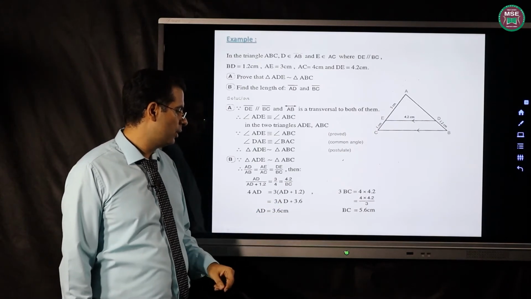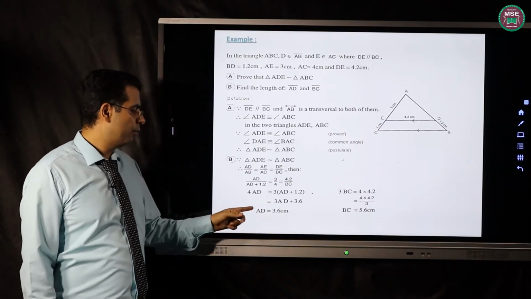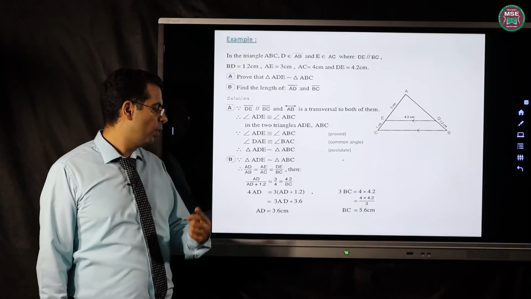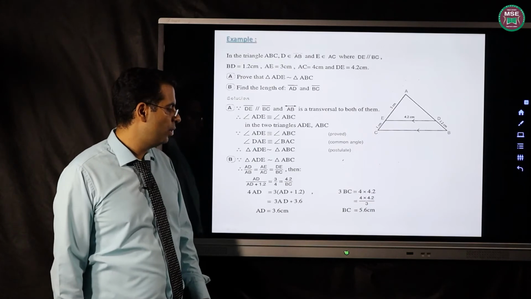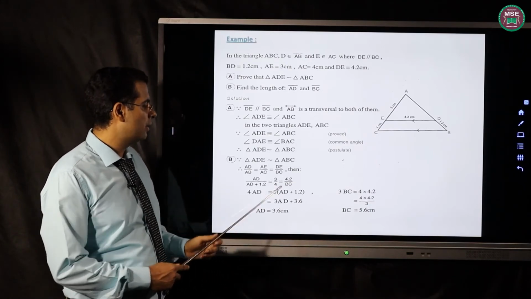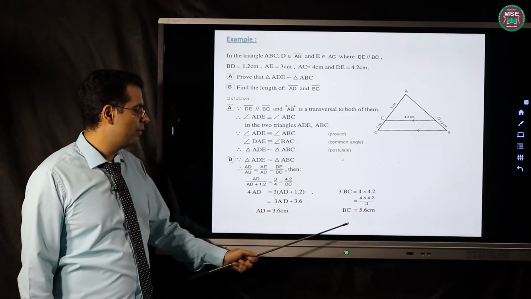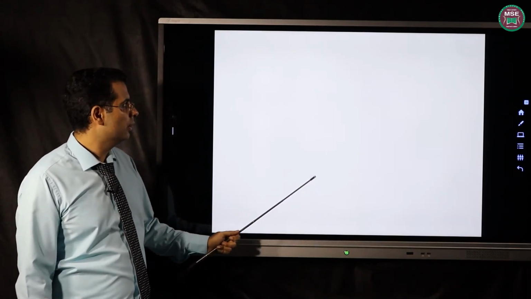3AD plus 3.6. 3AD goes here with a negative sign. 4AD minus 3AD gives me 1AD. Therefore, AD equals 3.6. And we can get BC by using cross multiplication: 4 times 4.2 over 3 gives me 5.6. Okay?